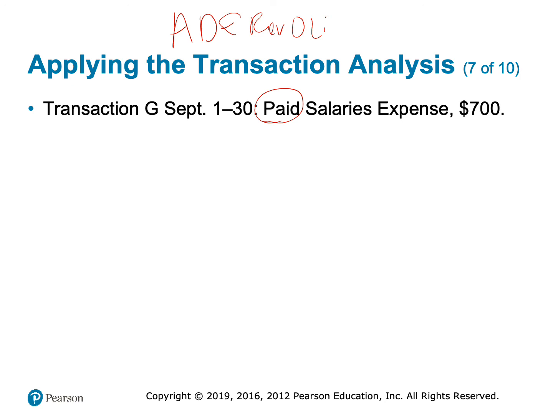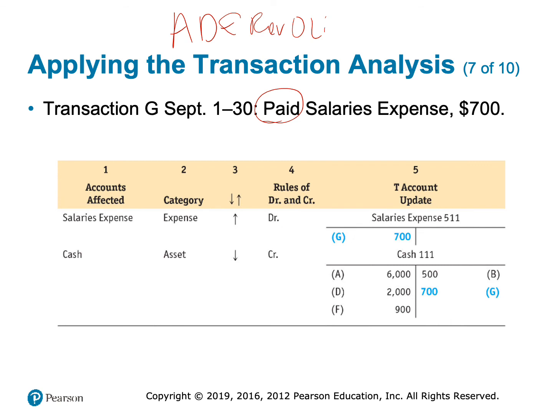And then the other account would be salary expense. Remember, we said earlier that expenses are always debited. So I want to debit salary expense to increase that expense, and then I'm going to credit cash to decrease that asset.